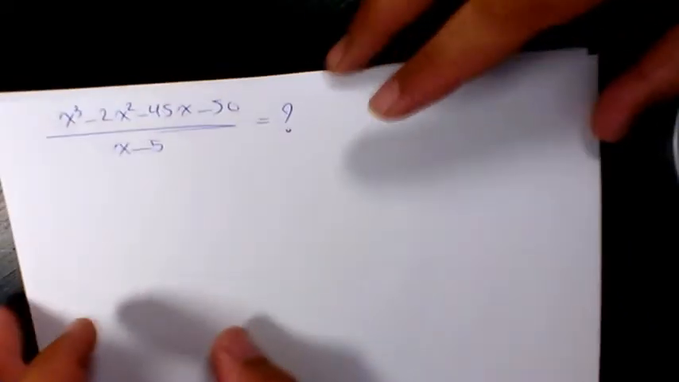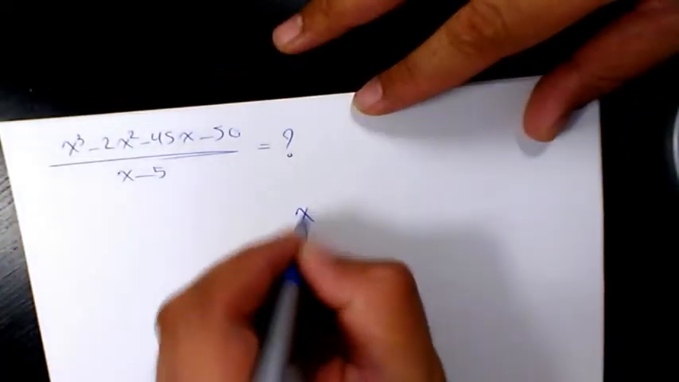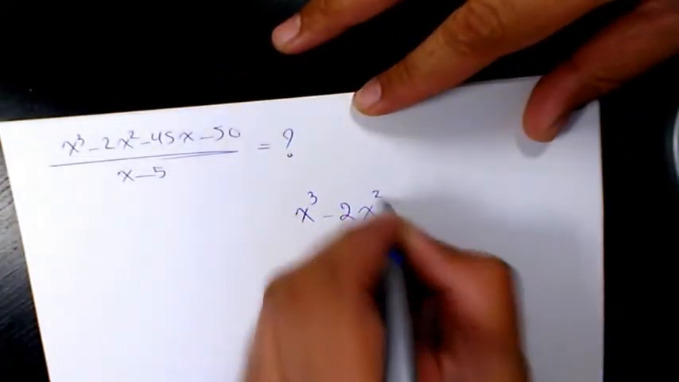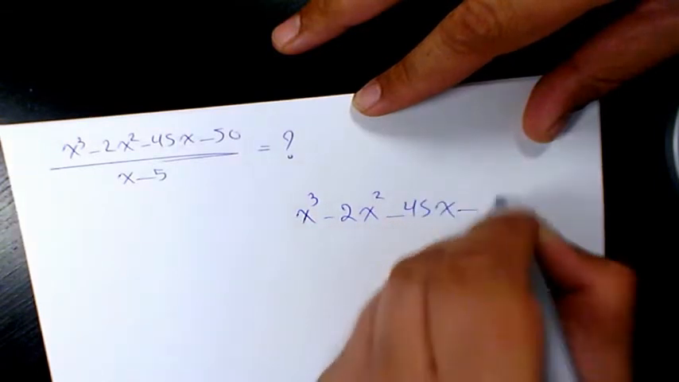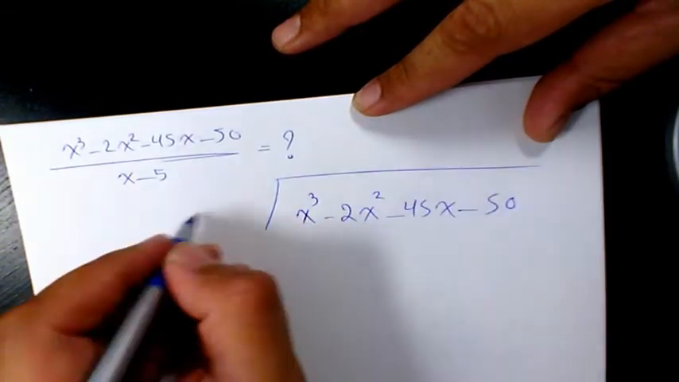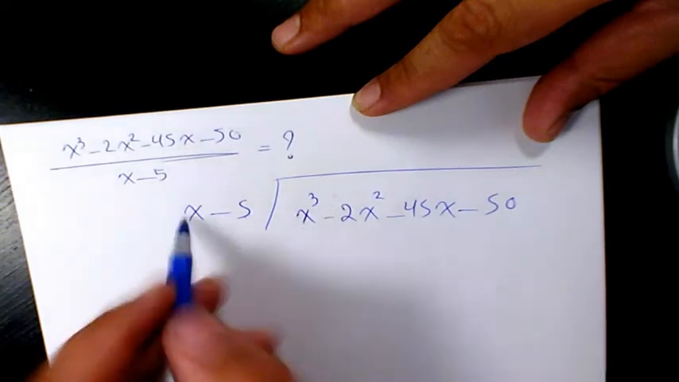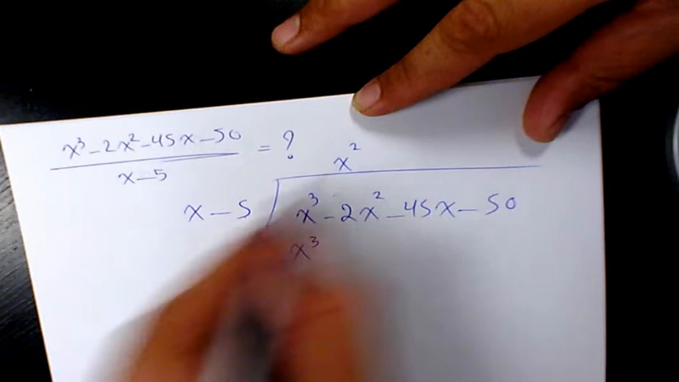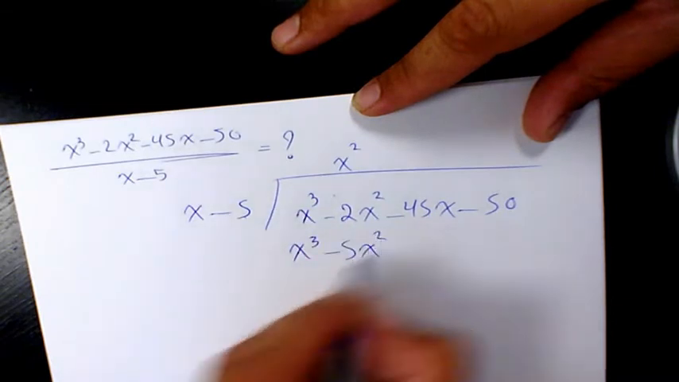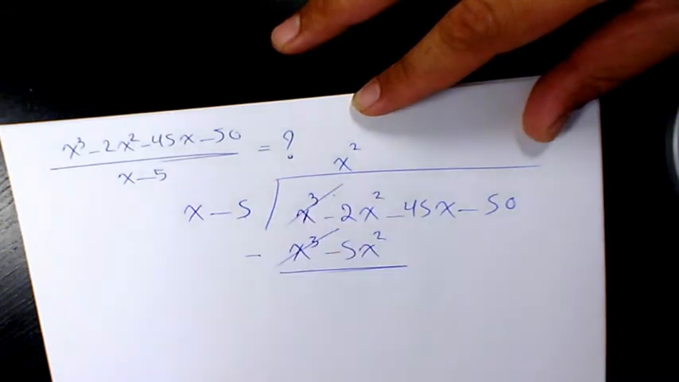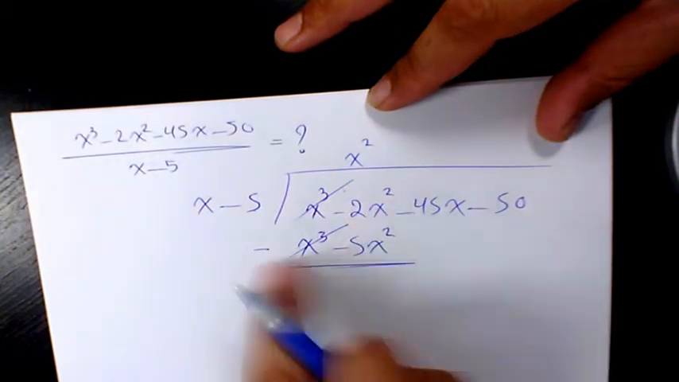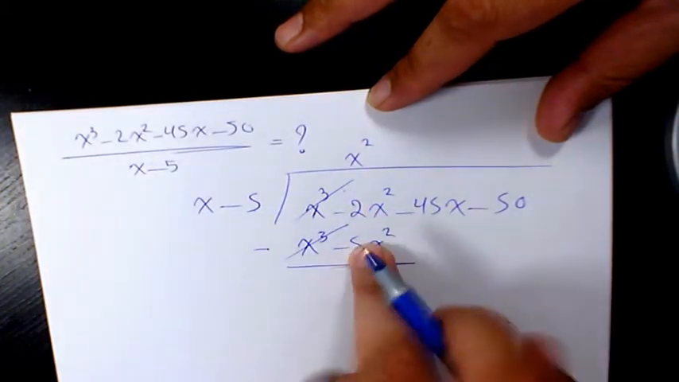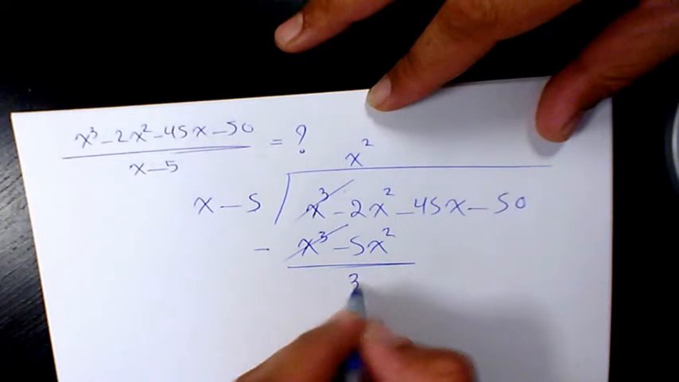Next example. x cubed minus 2x squared minus 45x minus 50 divided by x minus 5. x cubed divided by x, x squared. x squared times x, x cubed. x squared times negative 5, negative 5x squared. When you subtract it, these two cancel out. Negative 2x squared minus negative 5x squared, that becomes positive. So 5 minus 2 is 3x squared.